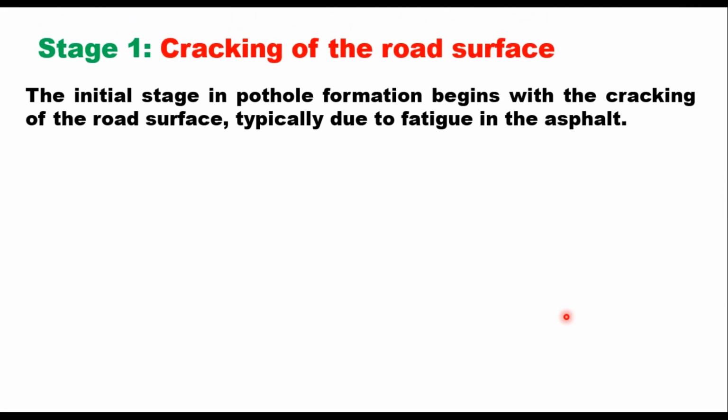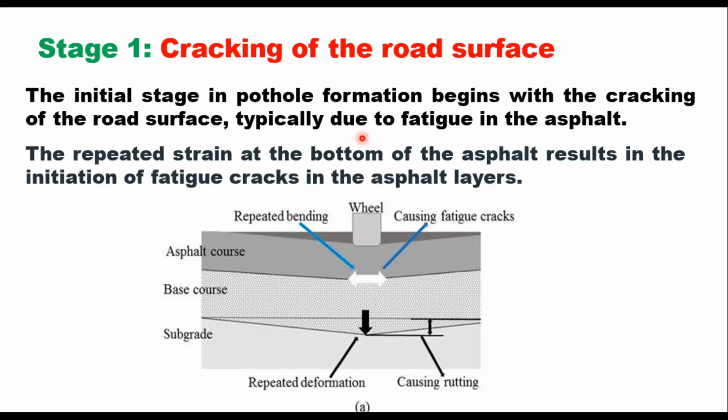There are four stages of pothole formation. The first stage is cracking of the road surface. The initial stage in pothole formation begins with the cracking of the road surface, typically due to fatigue in the asphalt. The repeated strain at the bottom of the asphalt layer results in the initiation of fatigue cracks in the asphalt layer, and this strain depends upon the wheel load and thickness of the pavement section.